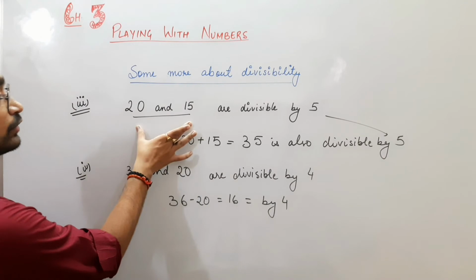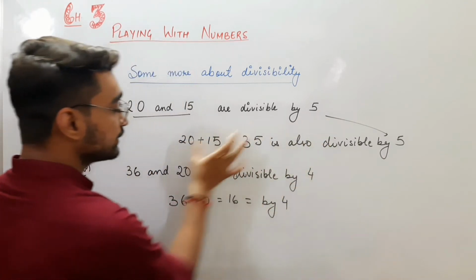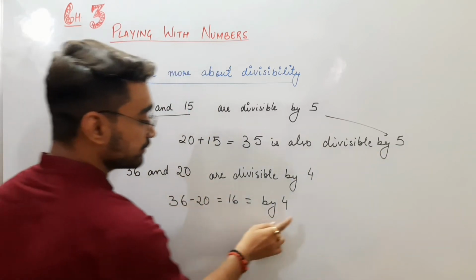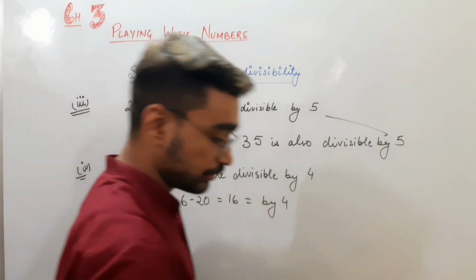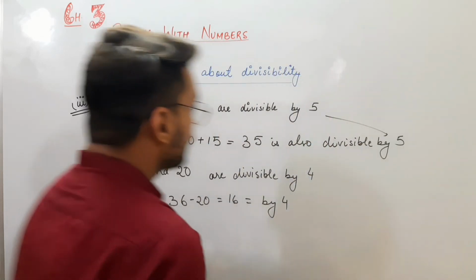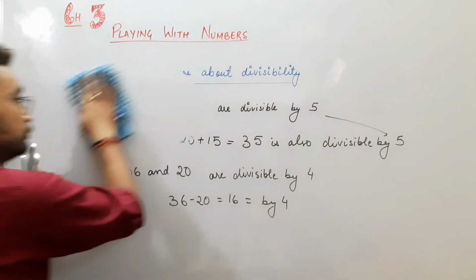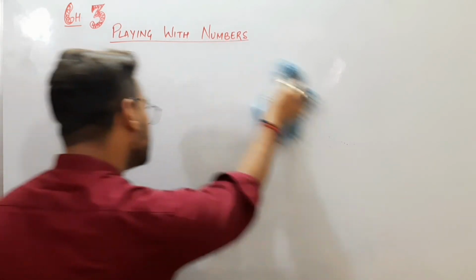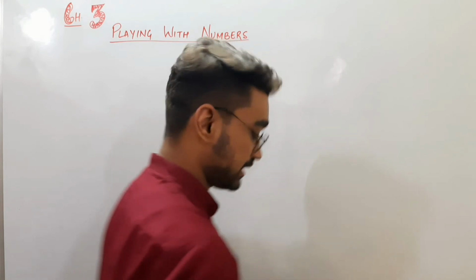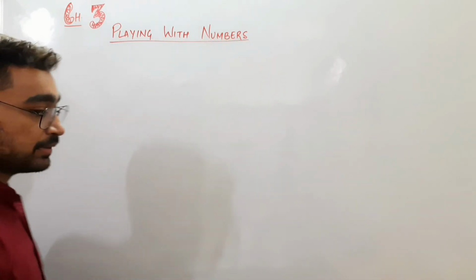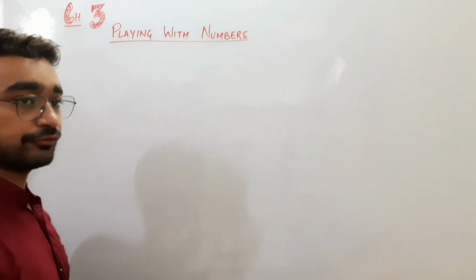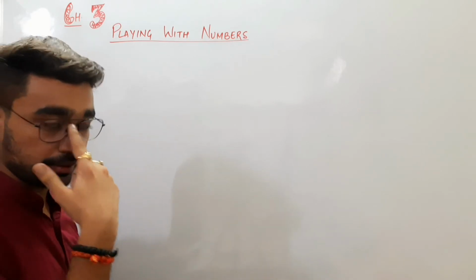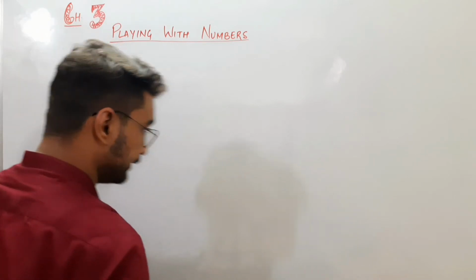Third rule says that if two numbers are divisible by one common factor, then the sum of these numbers is also divisible by that number and the difference is also divisible by that number. Cool? I hope you understood these 4 rules. It's a bit confusing, but don't get confused about it. Just try to read the NCERT once, then definitely you will be able to understand all these rules very clearly.